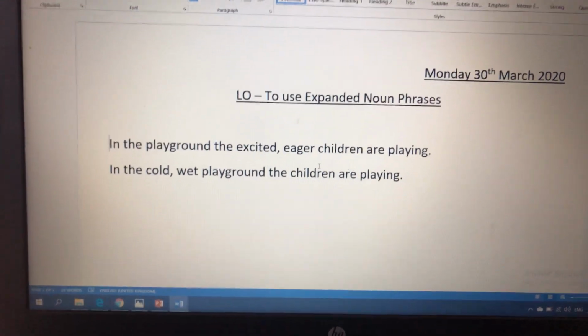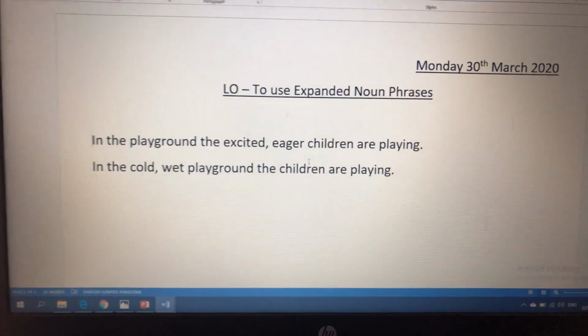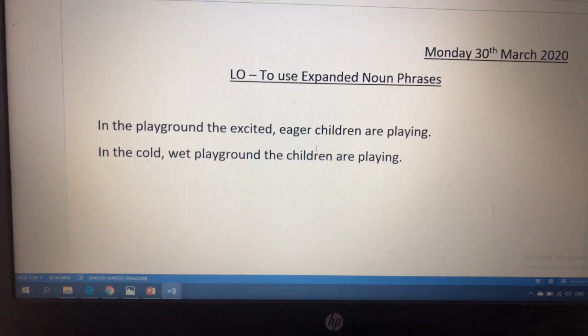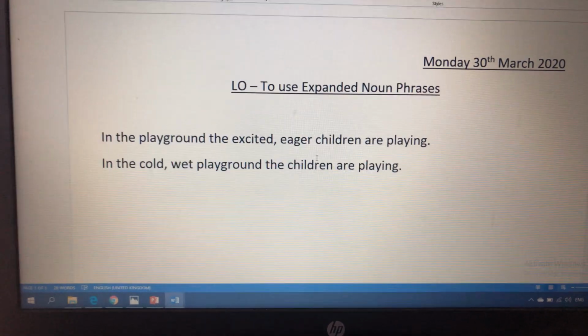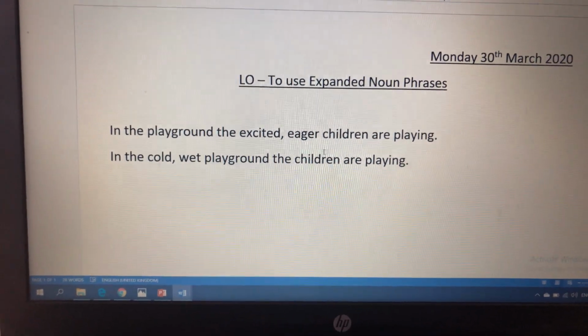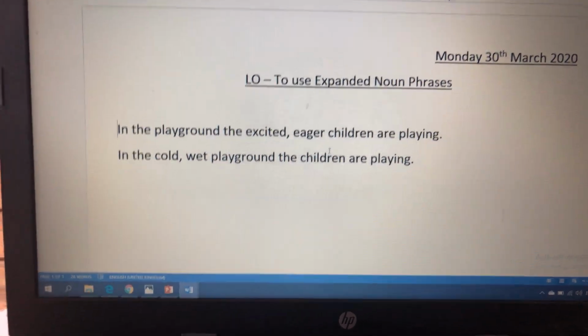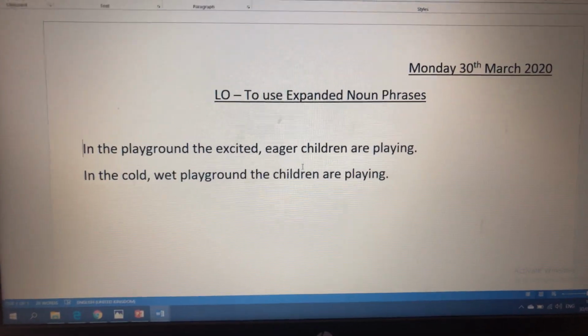So I can use either of them for my expanded noun phrase, but it does massively change the context of the sentence depending on which one I use. So in the playground, the excited, eager children are playing, and in the cold, wet playground, the children are playing, obviously sound very, very different and will be used for different reasons.